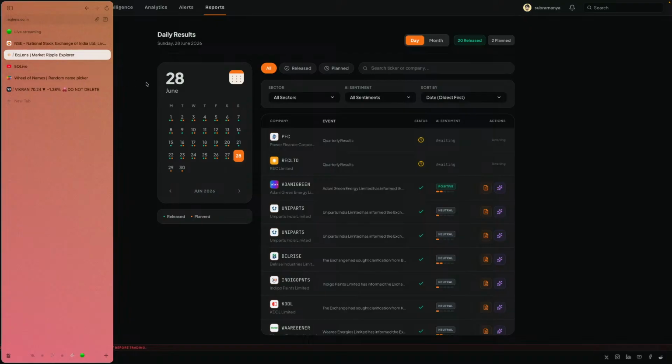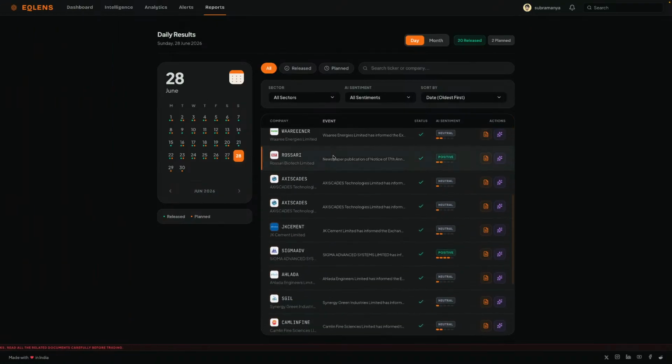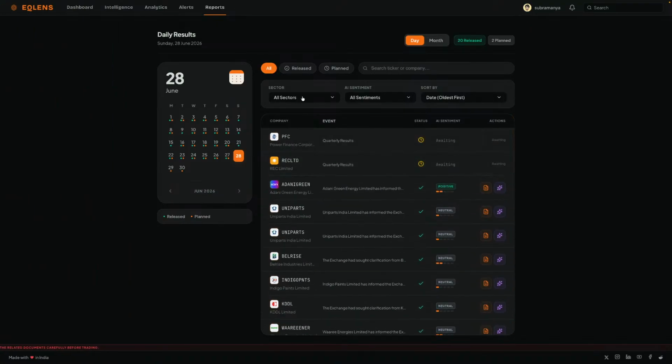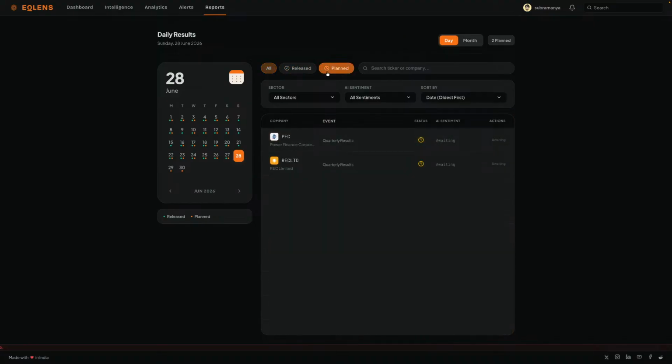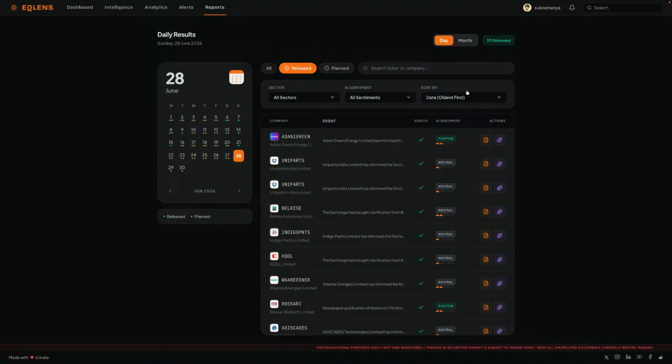Previously we saw only two of these, and now we see that a lot more documents have been released. That is good for us. We get more stocks to look into. I'm just gonna filter only released. Some things are in awaiting and pending state. These were planned. This is released. So we have got 20 of them, all sectors, all sentiments. It's just 20, so we can go through them one by one.